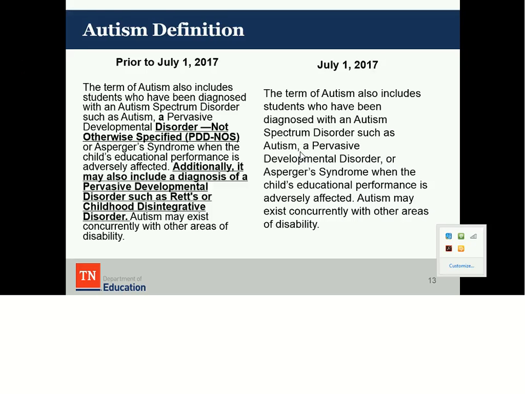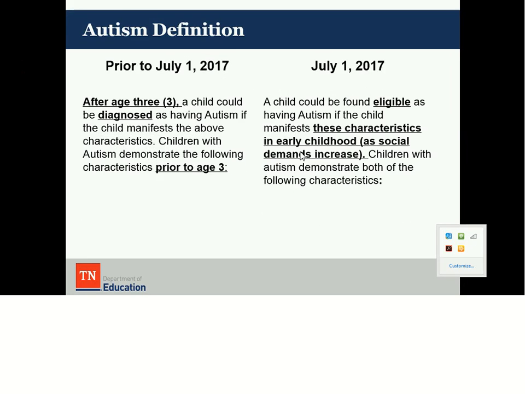And really what we're making sure of is that the students meet the criteria for autism in general. This is an educational disability. It's not a diagnosis necessarily. And because of that, there was some additional information that the state had added previously, and it was updated this year to include the most updated understanding of the characteristics associated with autism. So previously it stated that if a student was displaying symptoms, those needed to be displayed prior to age 3. The change in the criteria now states that those characteristics need to be present in early childhood, and that you would expect that as social demands increase, you'll see those characteristics more pronounced.